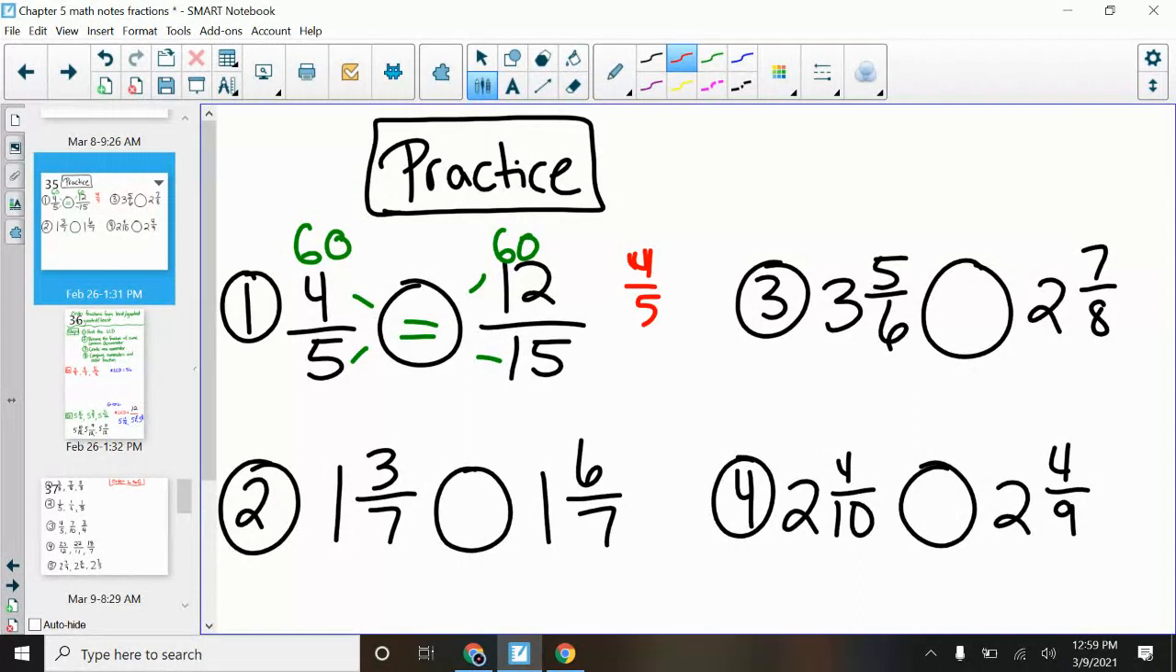Okay, so that's one option. And for those of you who are like, how did she get 4/5? Well, what did you do, Cassidy? So she noticed that the greatest common factor between 12 and 15 was 3. So she divided each of those by 3 to get her 4/5. So you can do that.